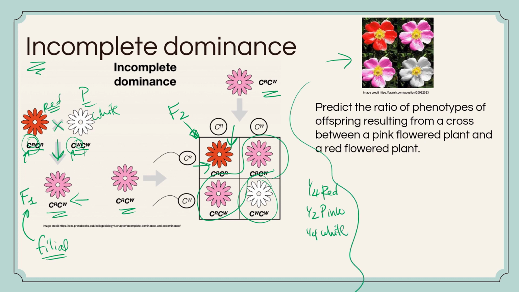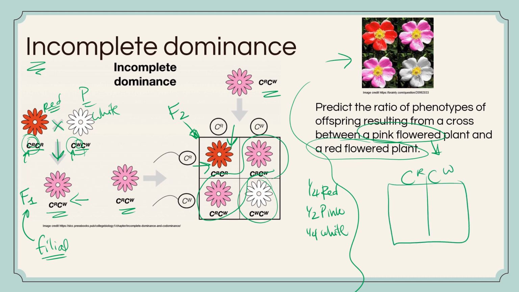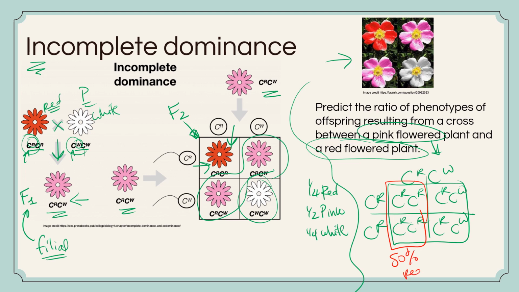Let's do this example. Let's say that I've got a pink flowered plant and a red flowered plant. The pink plant is going to be that heterozygote where we have C^R C^W. And then the red flowered plant has to be homozygous red, C^R C^R. When we do this cross, we get C^R C^R and C^R C^W. And what this means is that 50% of the baby plants should have red flowers, and 50% of the baby plants should have pink flowers.